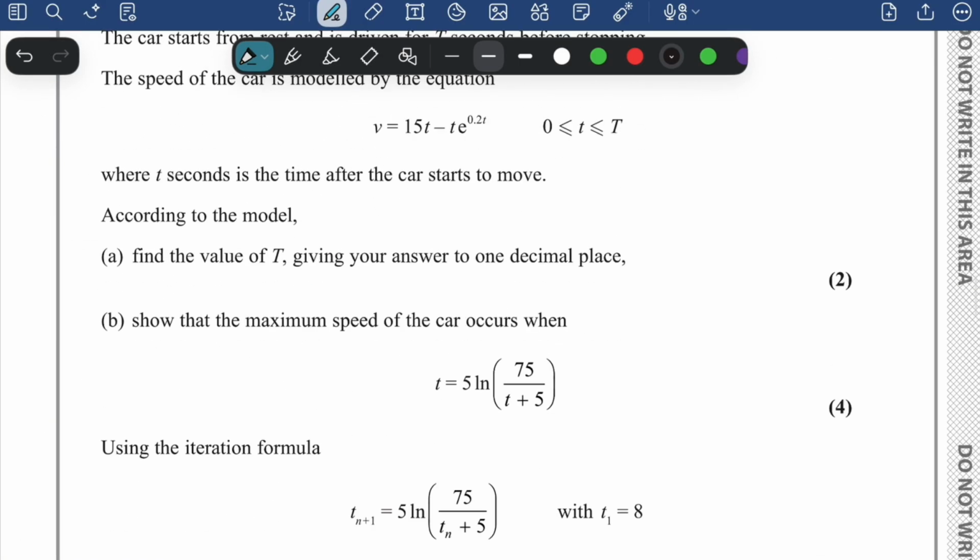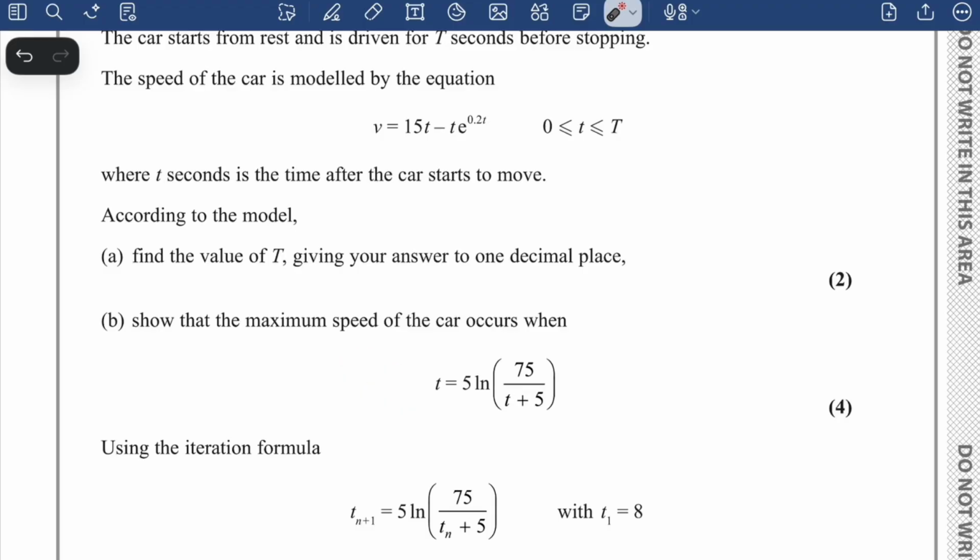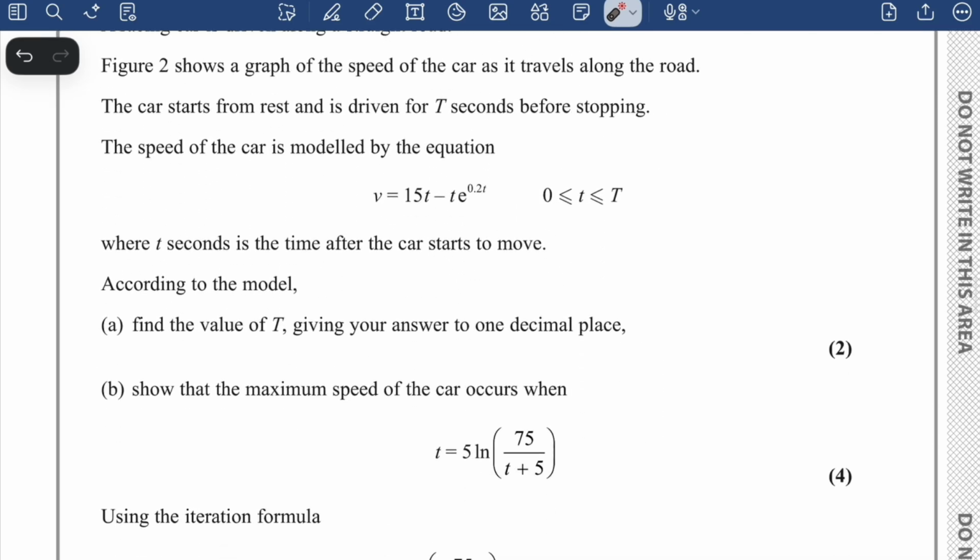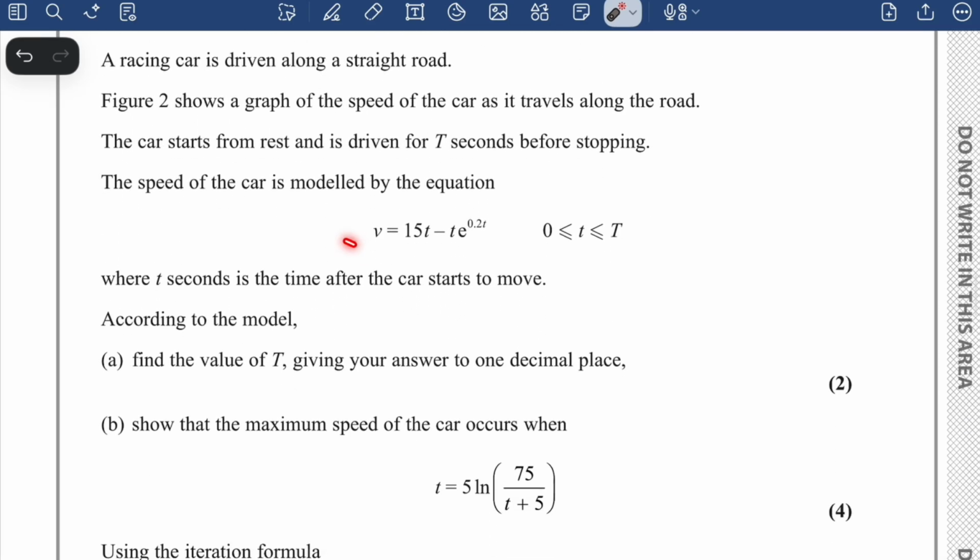Part B says, show the maximum speed of the car occurs at this point here, right? So maximum speed, we're thinking maximum points, and we're thinking differentiation, right? So we're just going to have to differentiate this equation.